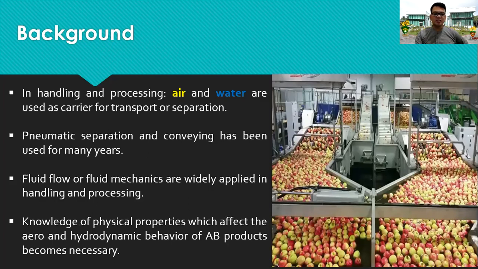The knowledge of physical properties which affect the aero and hydrodynamic behavior of AB products becomes necessary. Why? For example, when we innovate a particular machine or object to transport or process the agricultural produce, before you can design it, you need to review the physical properties of that particular product. Because, for example, if your aim is to transport a particular product to the other place, and you did not review or consider its physical properties.